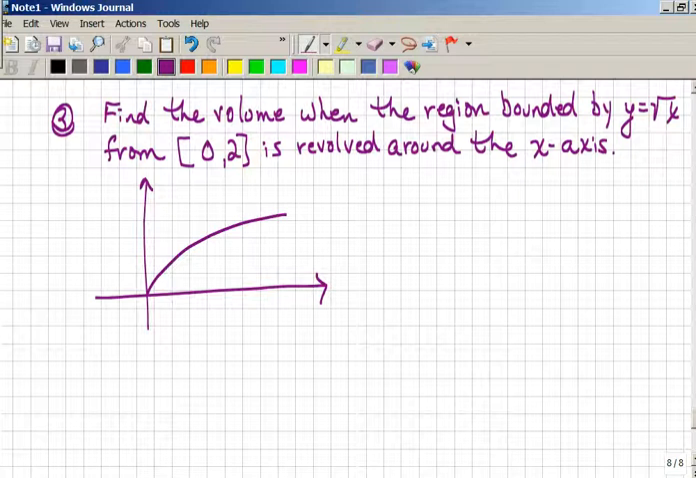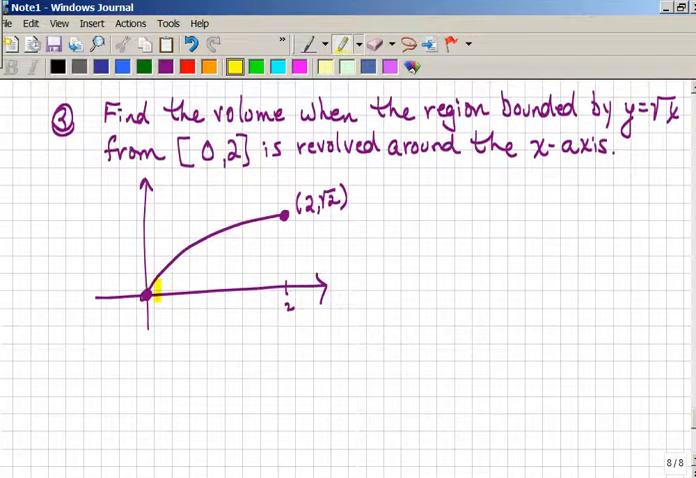Now we want that graph from 0 to 2, so I'm going to put some coordinates in here. If x equals 0, we know y equals 0, that's our left endpoint. If x equals 2, our y value would be the square root of 2, so the coordinates at that point are 2 comma square root of 2. Alright, what we're going to do is take that region and revolve it around the x-axis.